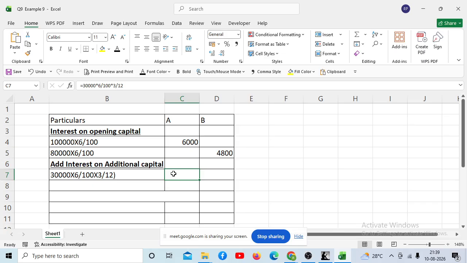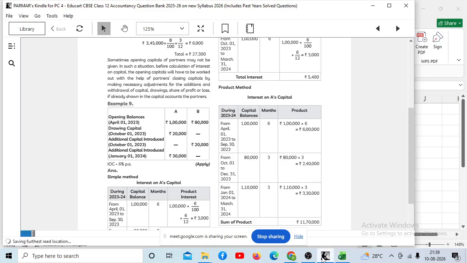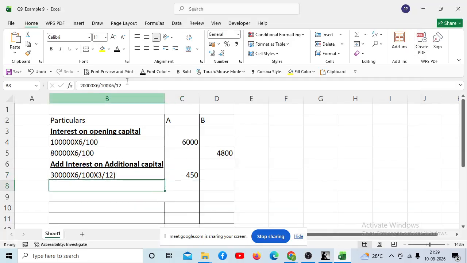Yes, what is the answer? 450. Okay. Similarly, we will check for the second partner when he has given additional capital. B has given 20,000 additional capital on October 1, right? So on 20,000 we will calculate 6%, and we will start counting from the month of October because it is 1st October. So October, November, December, January, February, March. It comes to 6 months. So on 20,000, 6% for 6 months.